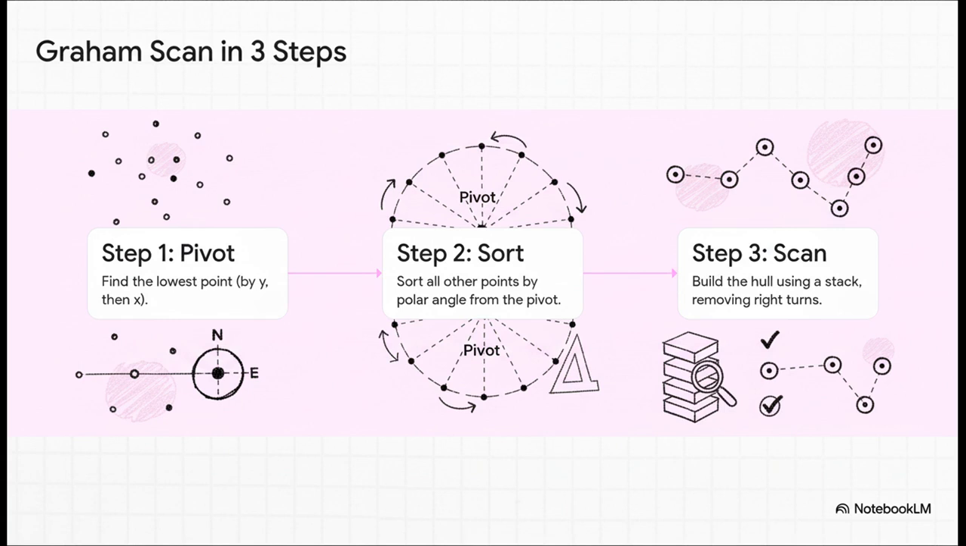We use a stack to keep track of our hull's path. As we add a new point, we look back and ask, does this create a left turn? If yes, great, add it to the hull. But if it makes a right turn, that means our last move was a mistake, an inward dimple. It's like, whoops, wrong way. So we backtrack, pop that last point off our path, and check again, making sure we're always turning left.